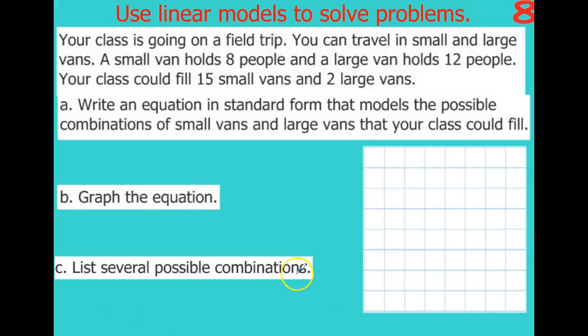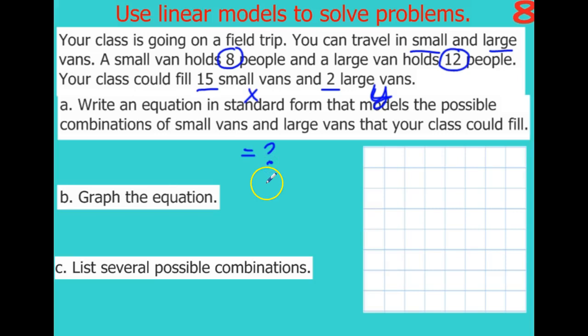Last one. Your class is going on a field trip, and you can travel in small and large vans. A small van holds 8 people, and a large van holds 12 people. Your class could fill 15 small vans and 2 large vans. Write an equation in standard form that models the possible combinations of small vans and large vans that your class could fill. So I'm going to say the small vans are represented by X and the large vans are represented by Y.